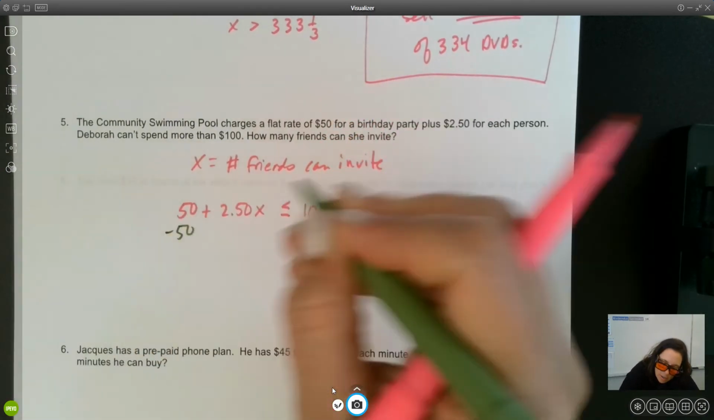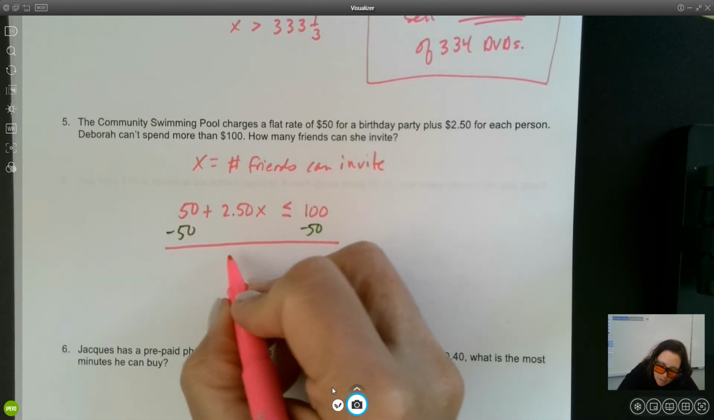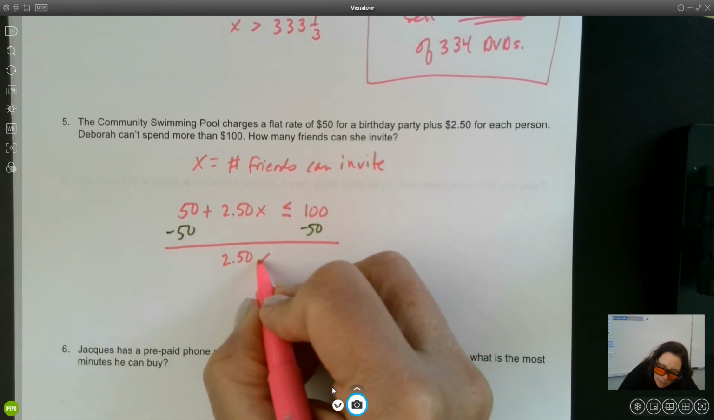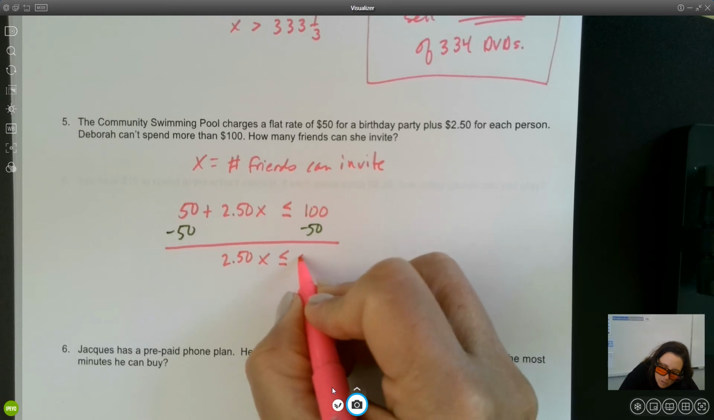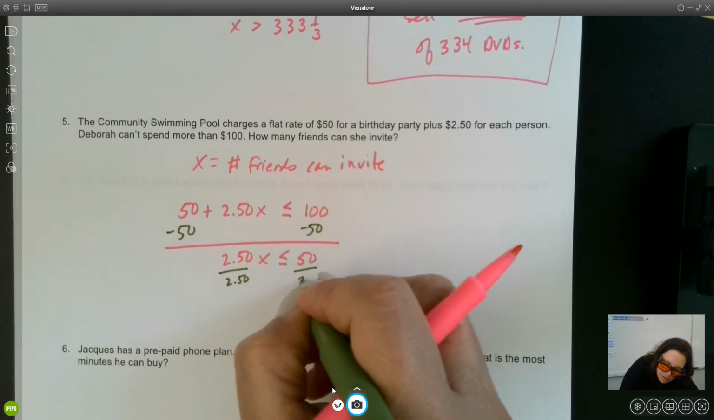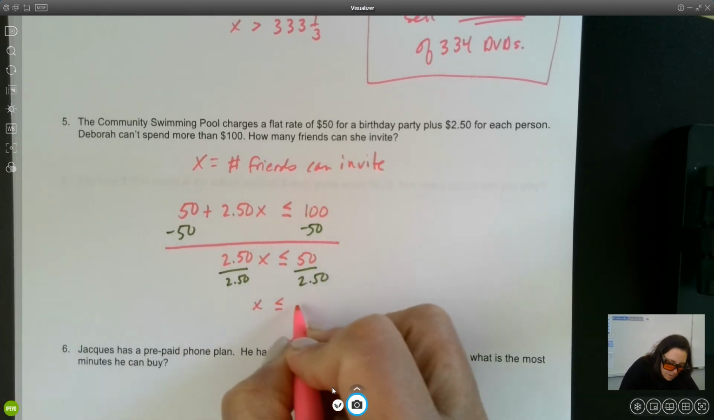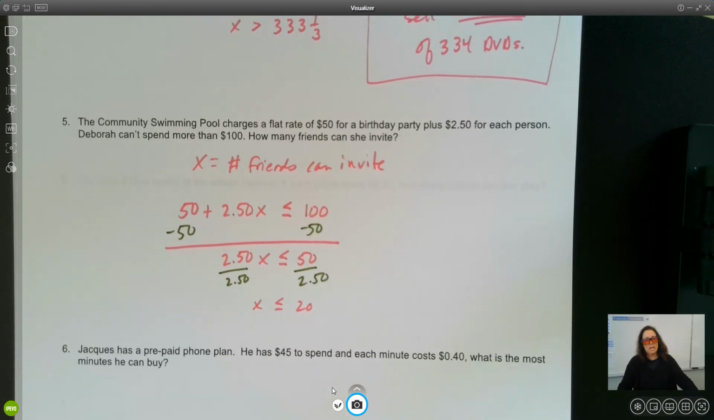Okay, and then it comes hard at the very end where you have to interpret what that means with this context. So 2.50x is less than or equal to 50. Divided by that 2.50. That goes a nice even 20 times. Okay, now for the answer.